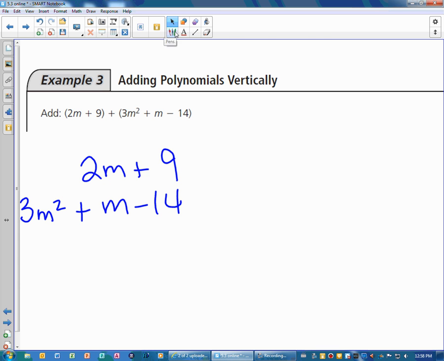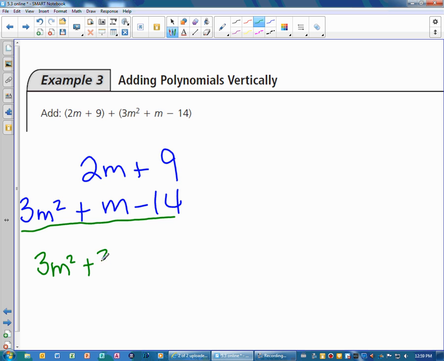Okay? And then you can go ahead and group like terms and add the stuff that can be added. So if I'm adding here, I've got nothing to add to this 3m squared. You can draw your line like we're adding. There's nothing to group with this 3m squared. So that's just going to sit by itself. I couldn't group it with anything. But I can group this 2m and the m. 2 and 1 make 3. And then I can group just these numbers. 9 and negative 14 is negative 5.